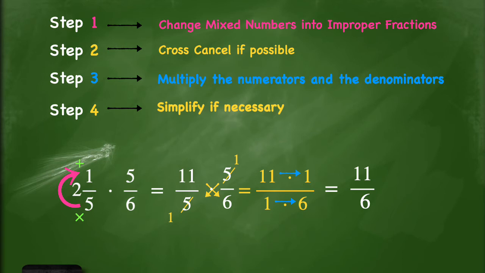So when I look at 11/6, basically what I'm looking at to simplify is I need to do a little mental math. And I'm going to take 11 divided by 6. So I know that 6 goes into 11 one time with 5 left over. So that leftover 5 becomes my numerator, and my denominator does not change. So my final answer to 2 1/5 times 5/6 is 1 5/6.